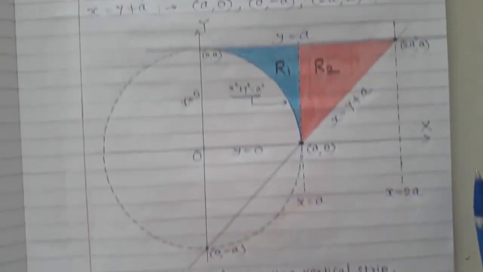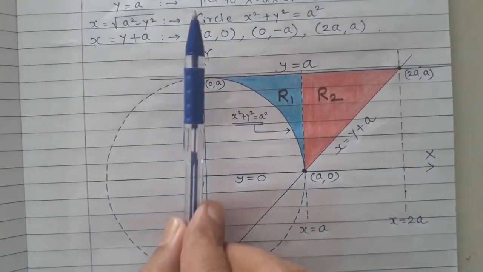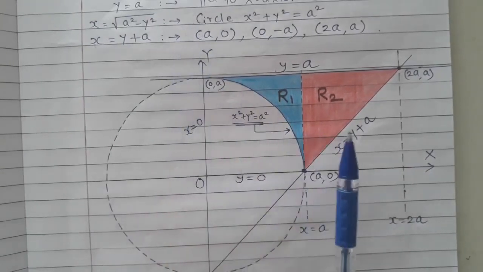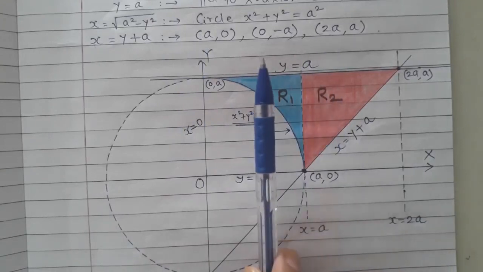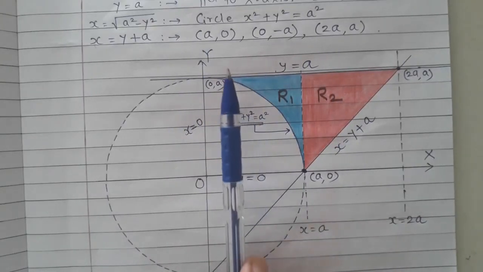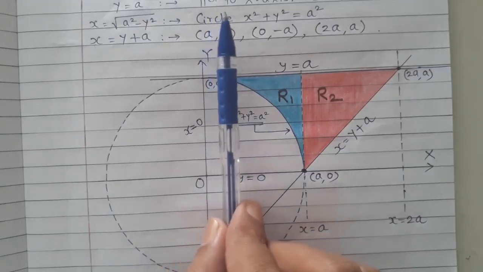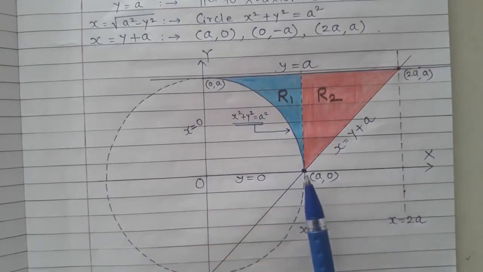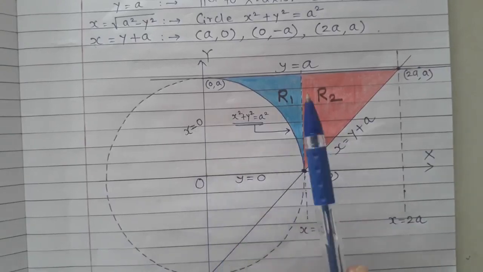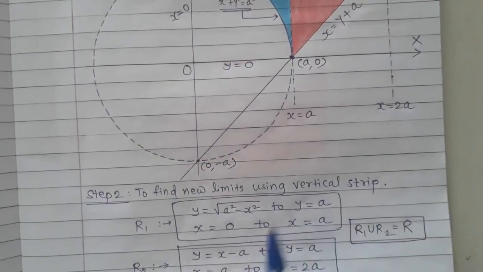Now the limits of x. For that we have to decide the range of the bullet. If I fire it here, then it will not pass through the color. If I fire it here, then it also will not pass through the blue color. Just think about the R1 region. My range should be x equals 0 to the left side maximum, and to the right side it passes through (a, 0), that means x equals a. So x equals 0 to x equals a are the limits of x for the R1 region.